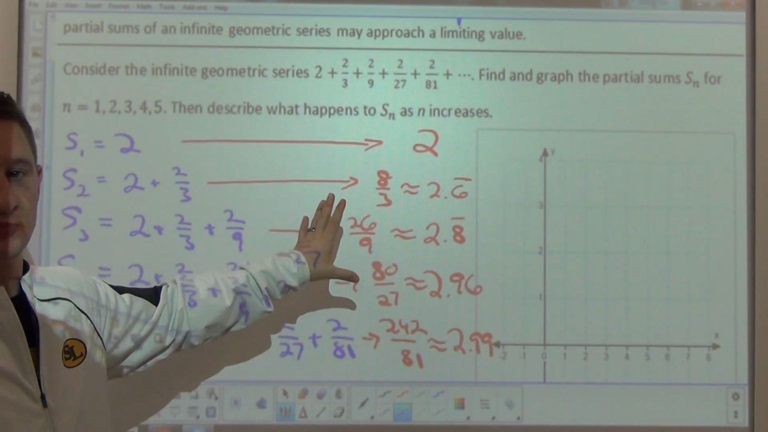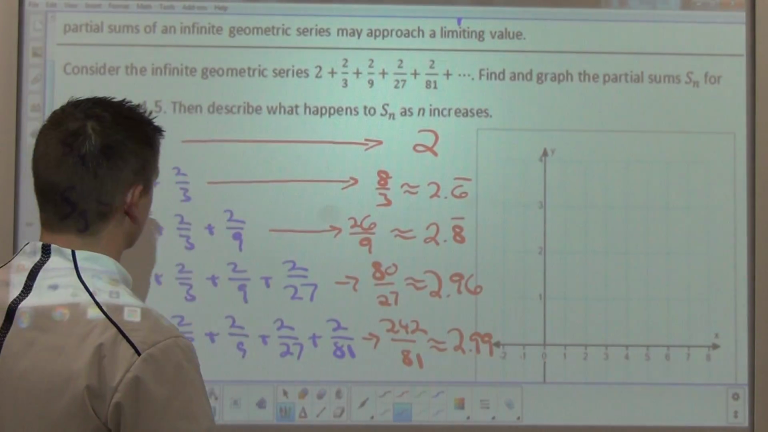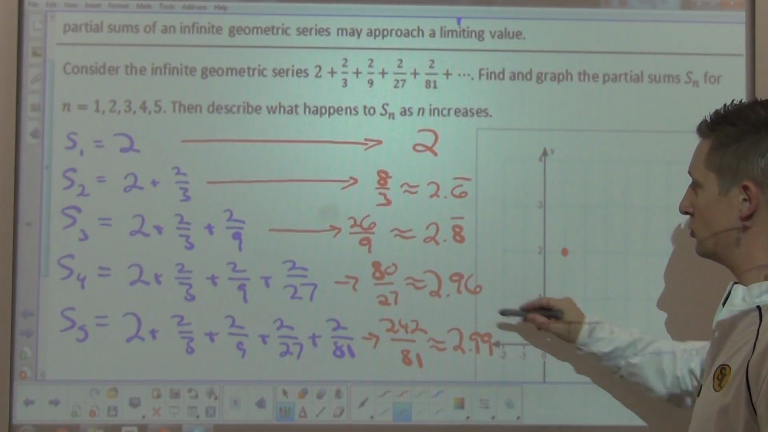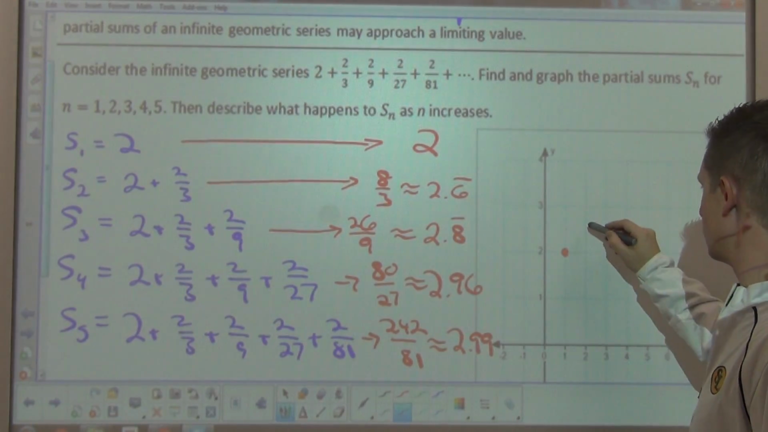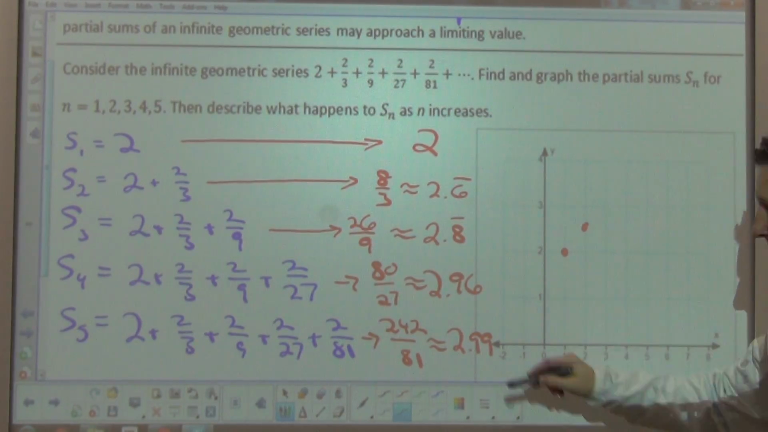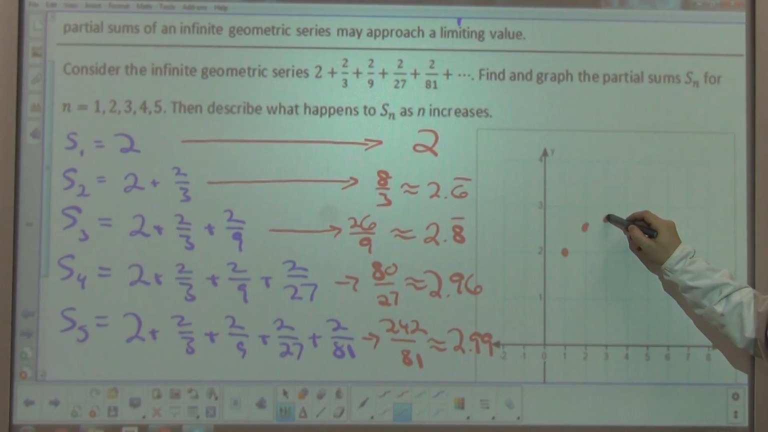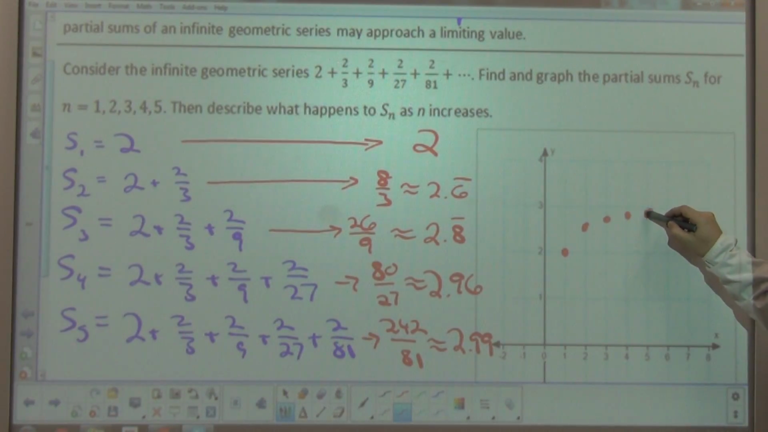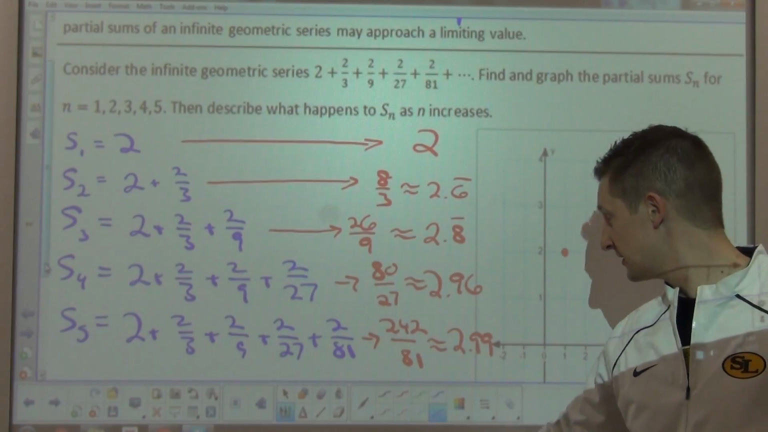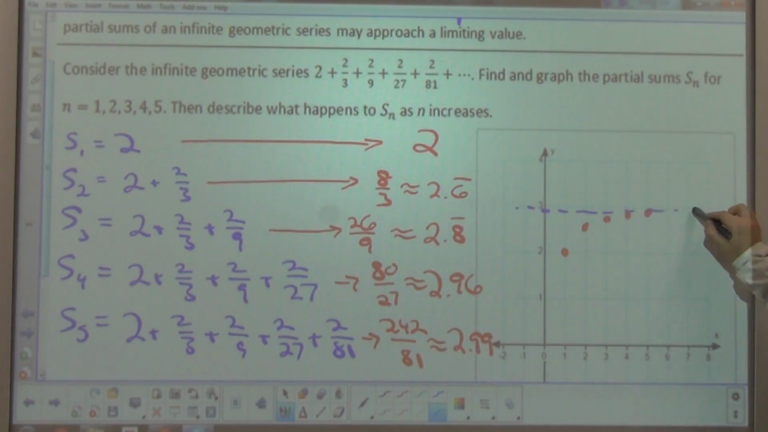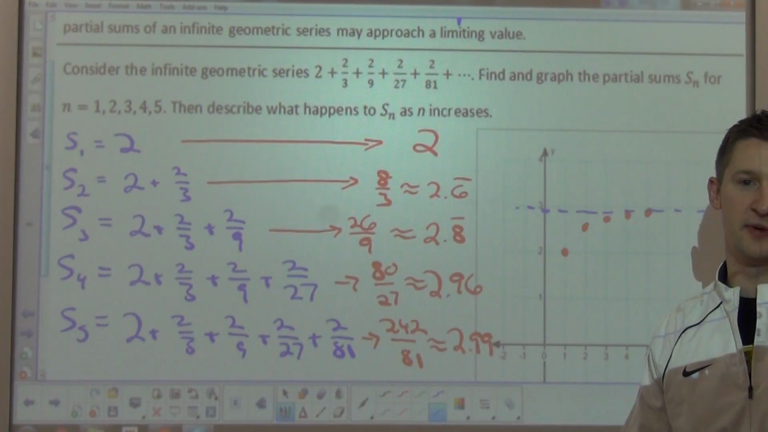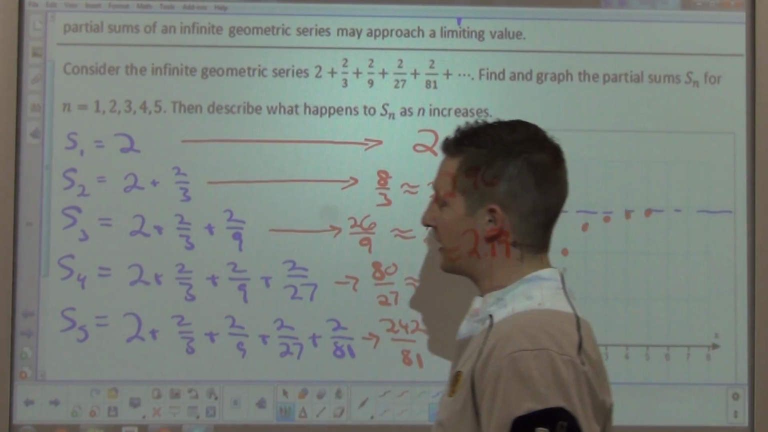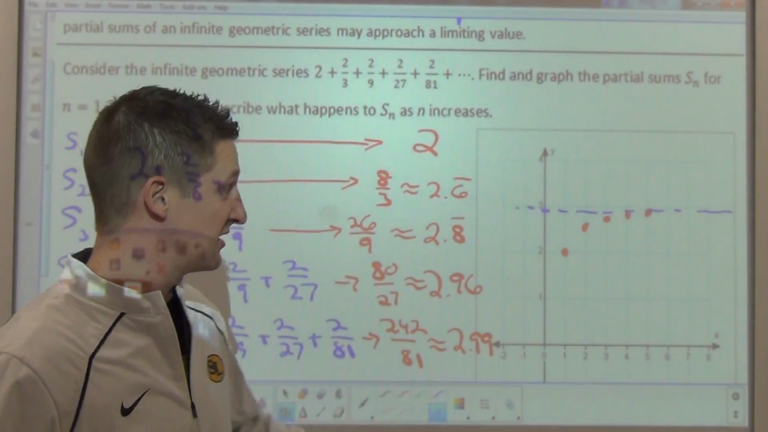Now if you were to graph these points on a coordinate plane, here's what I got. When I plugged in 1, the sum of the first term was 2. When I plugged in 2, taking two terms of that series, I ended up with 2.6-ish. 3 terms added up to 2.8-ish. 4 terms, you're looking at 2.96. 5 terms, looking at 2.99. What's happening is these sums are getting closer and closer to a limiting value. In this case, the limiting value is 3. It's not as if we can say it is exactly 3, but it's getting closer and closer to it.